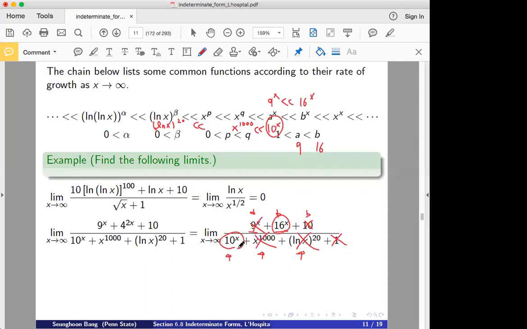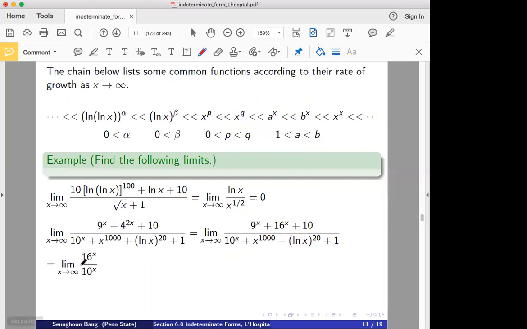16x and 10x. You can choose this one. So what happens? The 16 and 10x. So 16 to the power x, 10 to the power x. 16 to the power x is growing faster than 10 to the x. Answer is infinity. Is that right? Not the same rate. Does it make sense? Oh, yeah. Good.